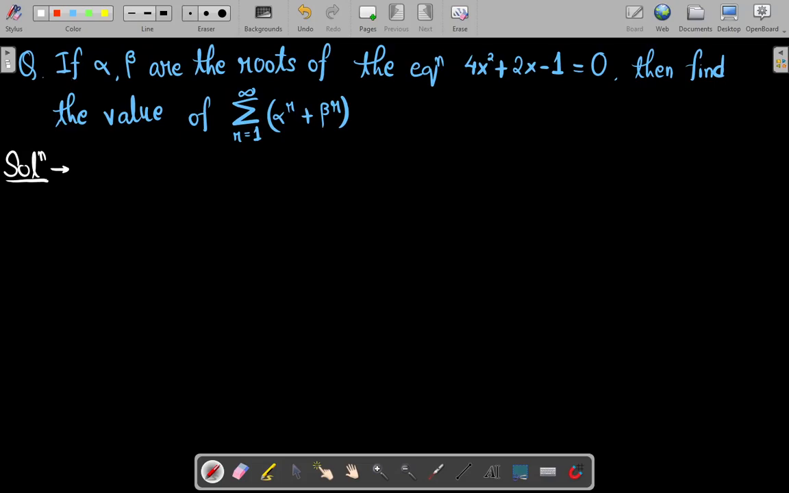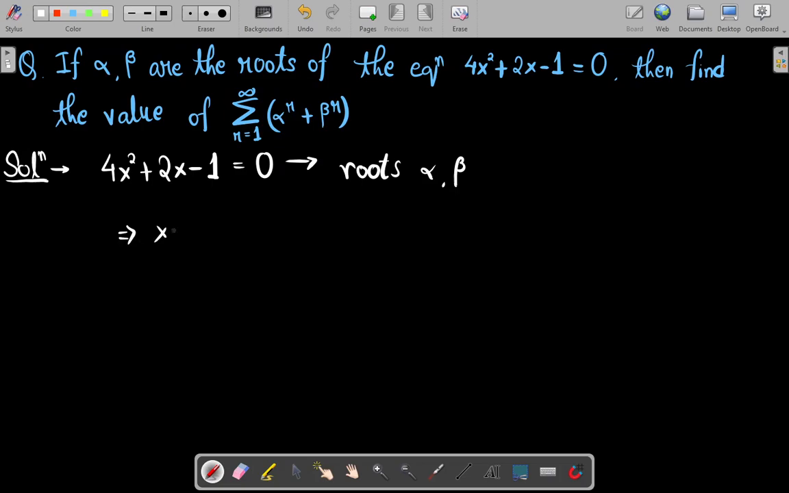Hello everyone. In this question, it is asked that if alpha and beta are the roots of the equation 4x squared plus 2x minus 1 equal to 0, then we are to find the value of the sum of alpha raised to the power r plus beta raised to the power r, as r goes from 1 to infinity. So we are given a quadratic equation 4x squared plus 2x minus 1 equal to 0 with roots alpha and beta. This equation cannot be factorized.